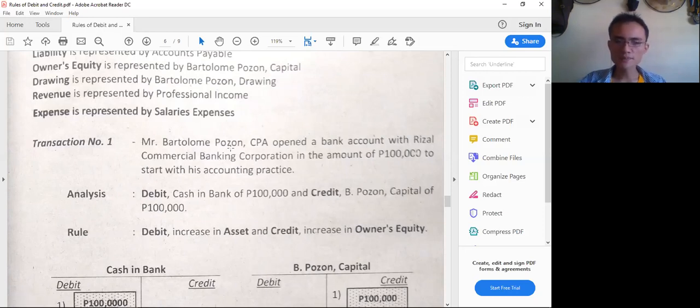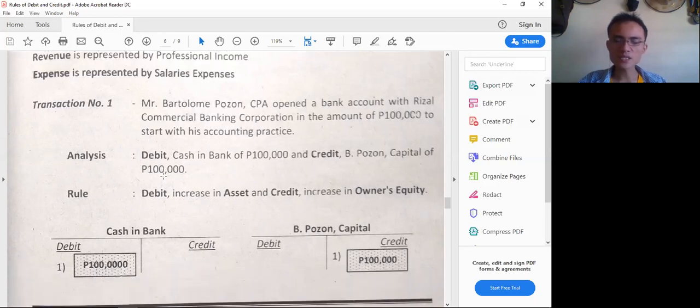So in this case, when Mr. Pozon opened a bank account for the business, therefore the business received money. And that's why the debit is cash in bank and the credit is the capital for the business. Now, when I analyzed, when I was in undergrad, this is how I make things easier.